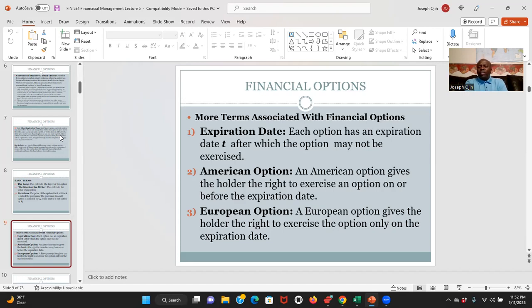So because of that, American options are more popular than European options because of this provision. Now, remember, these names don't mean that there are options that are only American and others that are only European. No, these are just names for the kind of transaction they are.